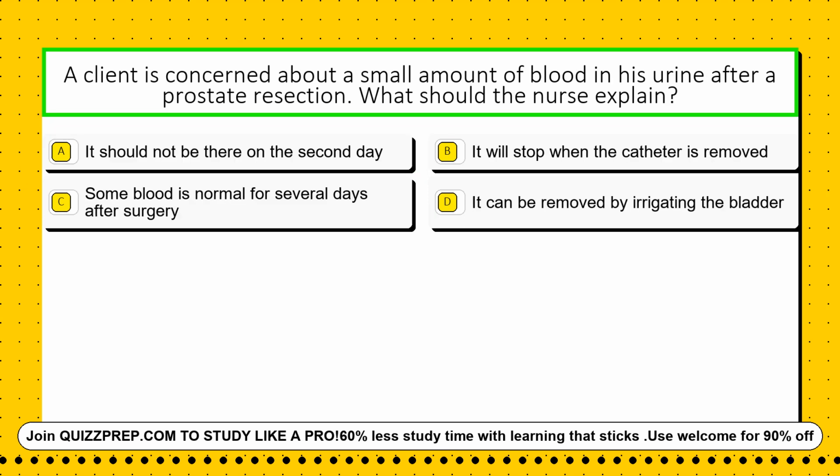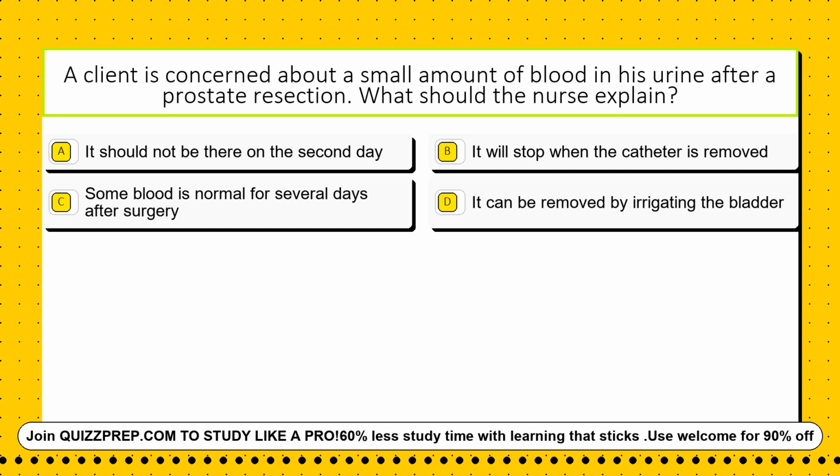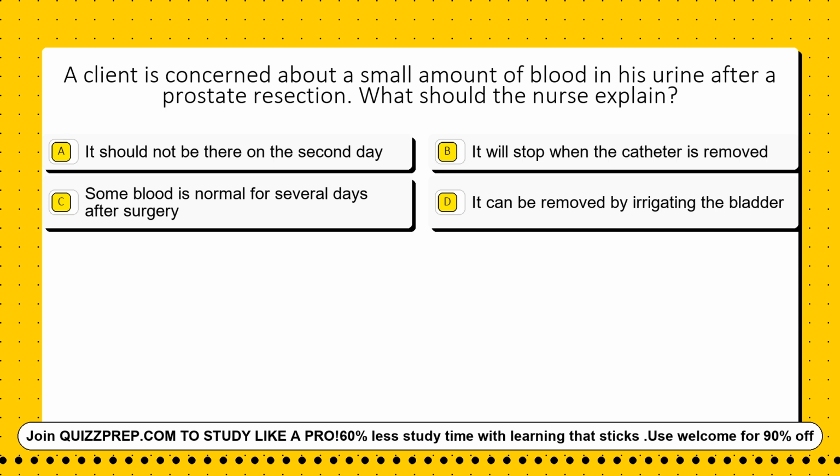Question 49. A client is concerned about a small amount of blood in his urine after a prostate resection. What should the nurse explain? Option A. It should not be there on the second day. Option B. It will stop when the catheter is removed. Option C. Some blood is normal for several days after surgery. Option D. It can be removed by irrigating the bladder.